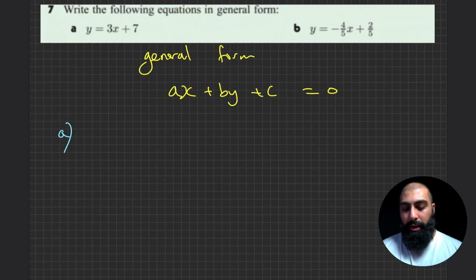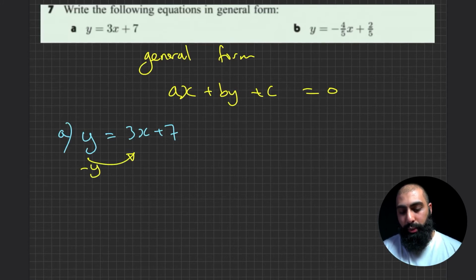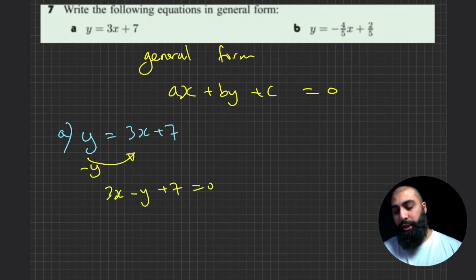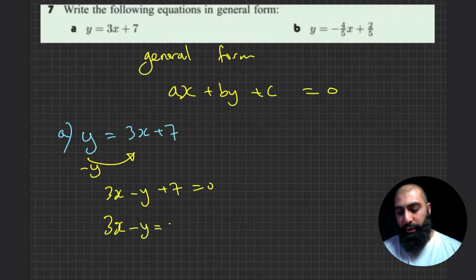Okay, for part A then, we have the equation y is equal to 3x plus 7 and we want it in general form. So the first thing I'm going to do is move my y across. So I'm going to minus y on both sides. That's going to give me 3x minus y plus 7 is equal to 0. You can just move the 7 to the other side and say 3x minus y is equal to -7, okay? And that will be your solution in general form. Either one is fine.